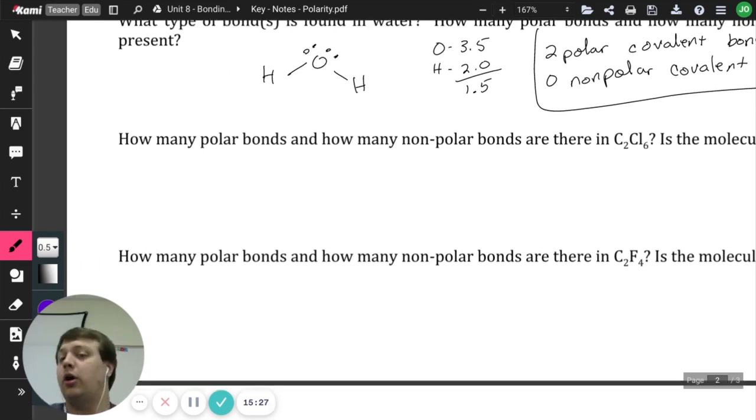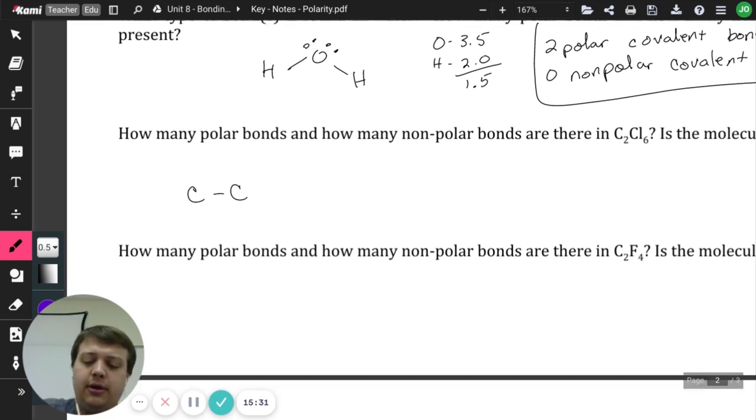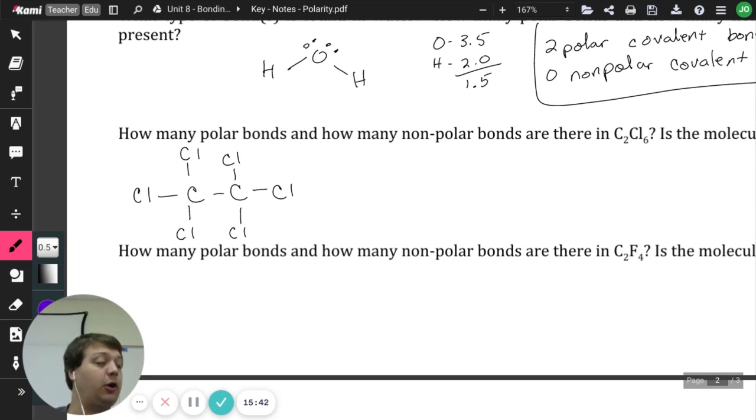So let's first off draw our shape. So I have carbon bonded to another carbon, and then we've spread out our chlorines. Just like that. And then you would need to go in and fill your outer octets. So 1, 2, 3, 4, 5, 6. 2, 3, 4, 5, 6. And we do that for all of these.